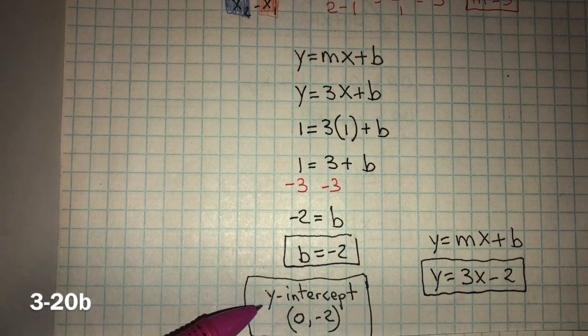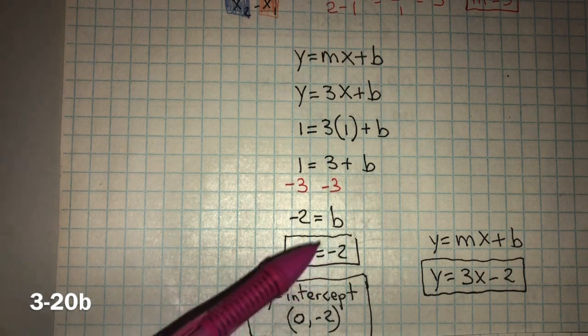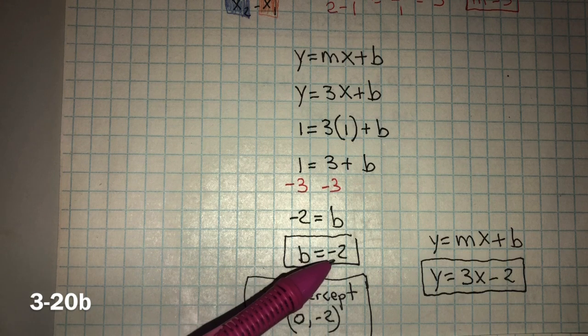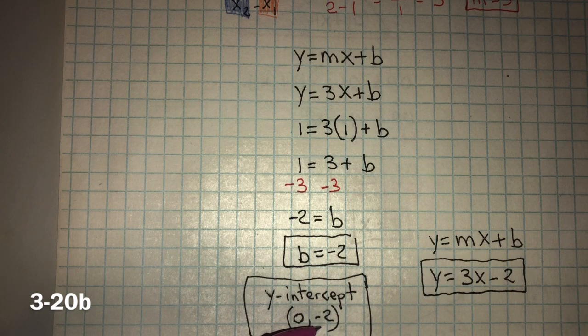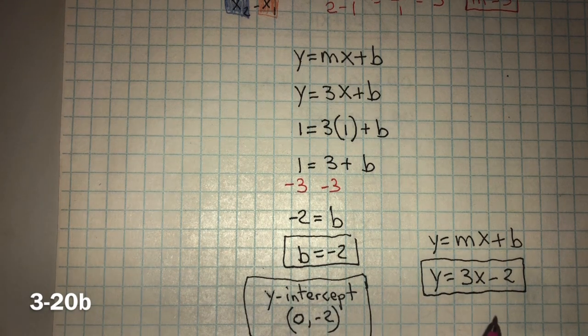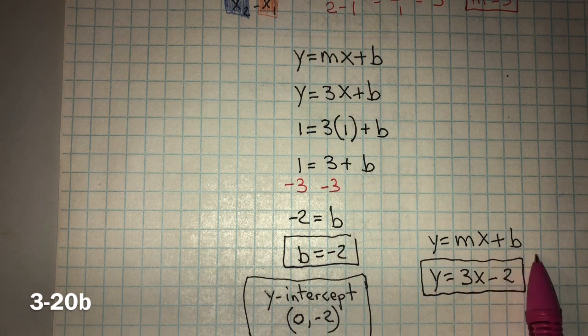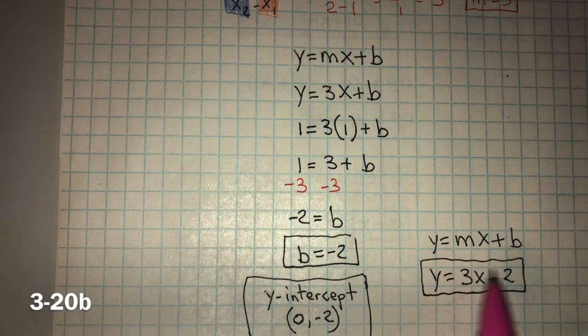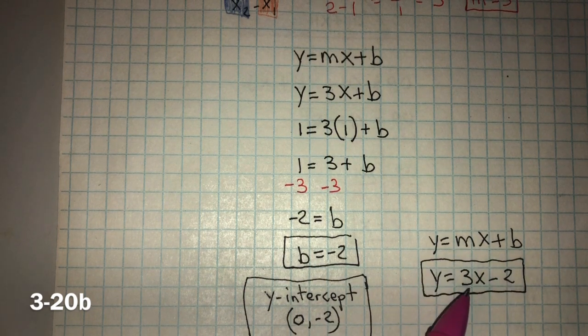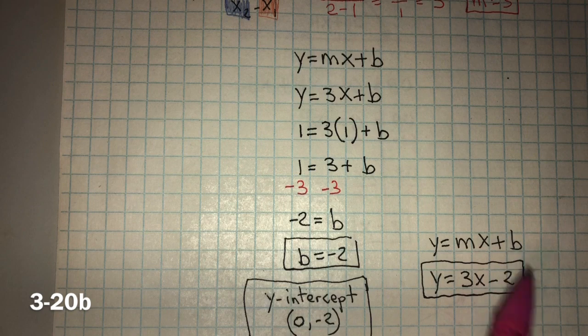Or the y-intercept, since the b value is at negative 2, the coordinates of the y-intercept are 0 on the x, negative 2 on the y. And then the last part C is, what is the equation of our line? Well, remember the equation for a line in slope-intercept form, y equals mx plus b. We know the slope, which was 3, and now the b, the y-intercept, is negative 2.